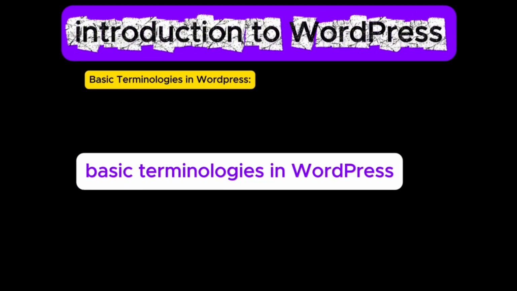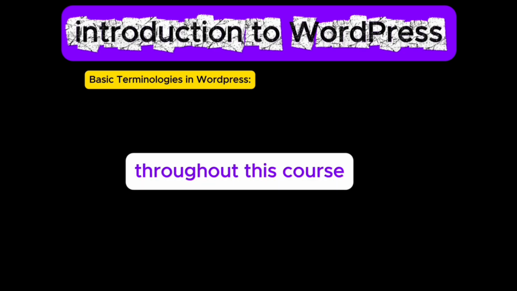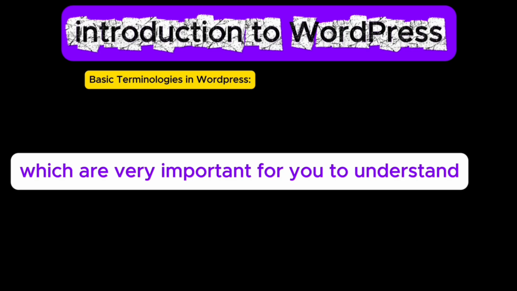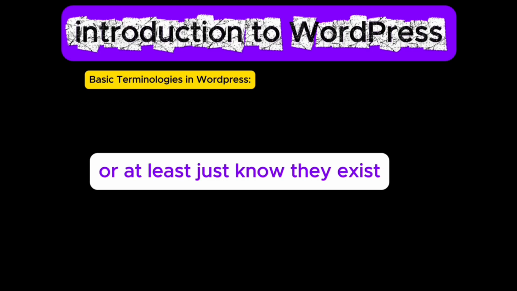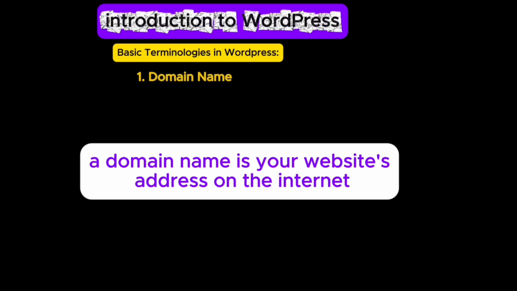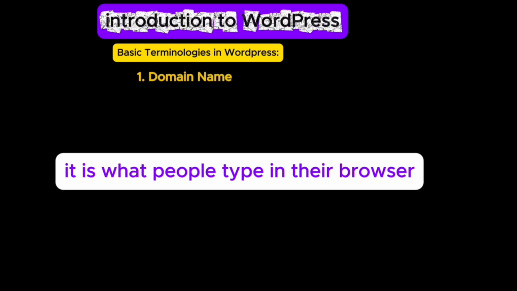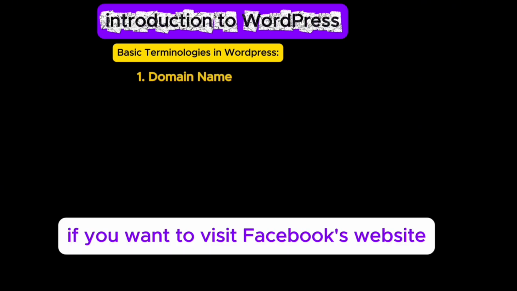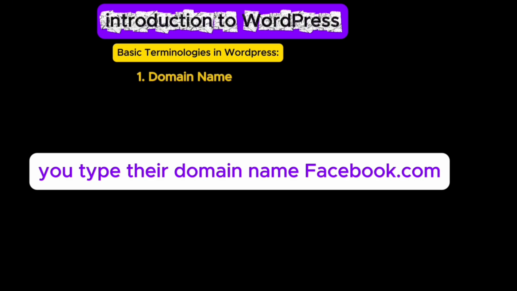Basic terminologies in WordPress. Throughout this course, I am going to be using these terminologies, which are very important for you to understand, or at least just know they exist. Domain name. A domain name is your website's address on the internet. It is what people type in their browser to visit your website. For example, if you want to visit Facebook's website, type their domain name, facebook.com.